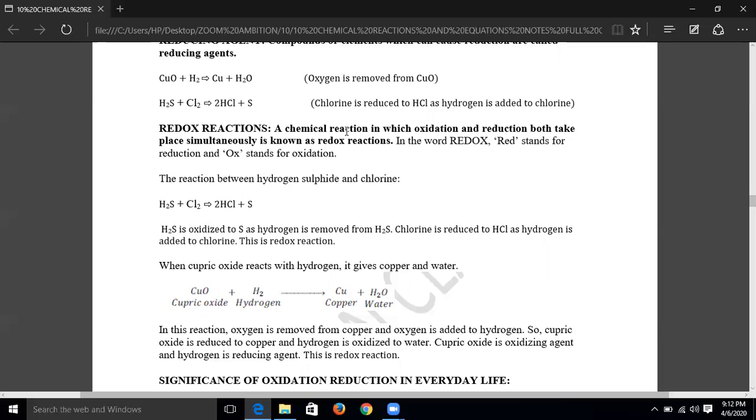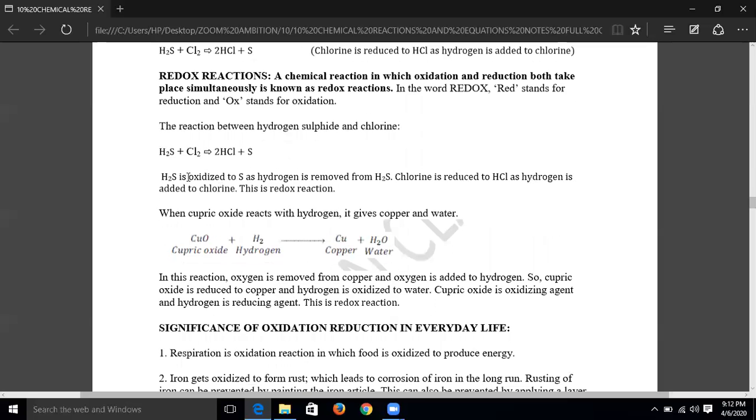Redox reactions. A chemical reaction in which oxidation and reduction both take place simultaneously is known as redox reaction. In redox, red means reduction, ox means oxidation. The reaction between H2S and Cl2: products formed are HCl and S. H2S is oxidized to S as hydrogen is removed from H2S. Chlorine is reduced to HCl as hydrogen is added to chlorine. So this is redox reaction.